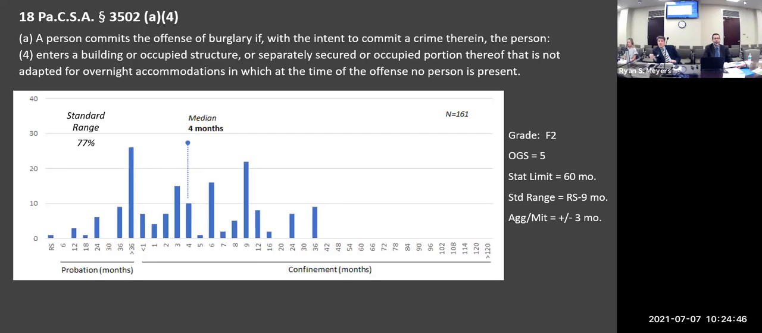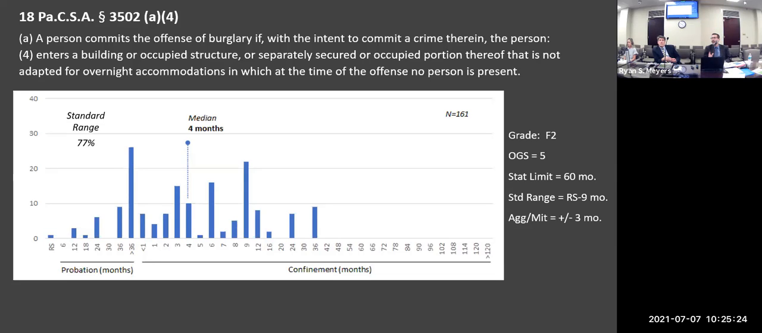So the first thing just to notice is that the median is 4 months. So there's quite a spread here of sentences. We see that individuals for this 3502A4 receive restorative sanctions, and some individuals receive 36 months of confinement. So we have a broad range of actual sentences that occur. Mark mentioned this idea of a mode, which is the most frequent of these. So we see that the most frequent sentence is greater than 36 months of probation.